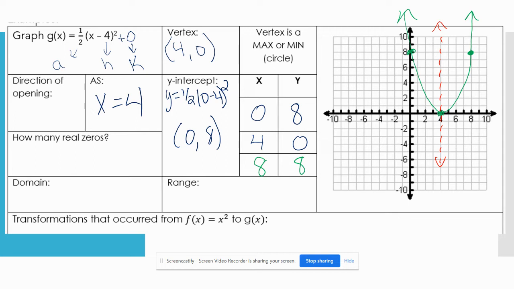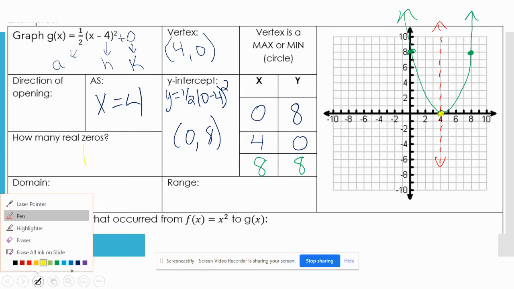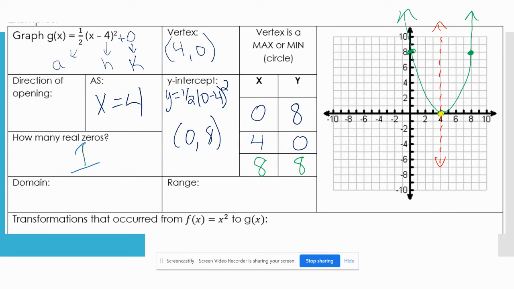Here. How many real zeros do we have? Well, remember, real zeros are what's touching the x-axis. And we have our dot right there, which is our vertex. So there's one real zero. Our parabola is opening up. Our domain is always negative infinity to infinity. Our range, y, is greater than or equal to the y value of our vertex, which is 0.